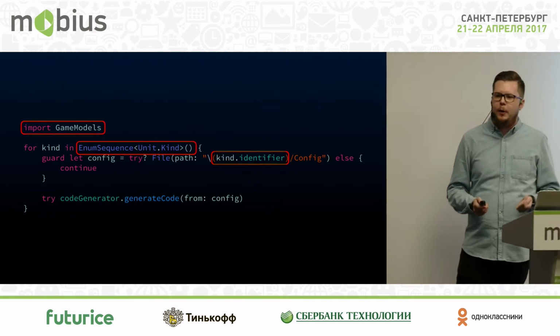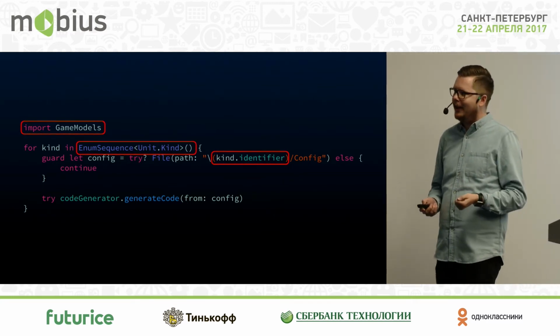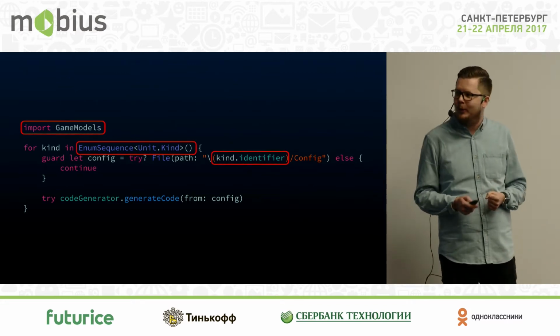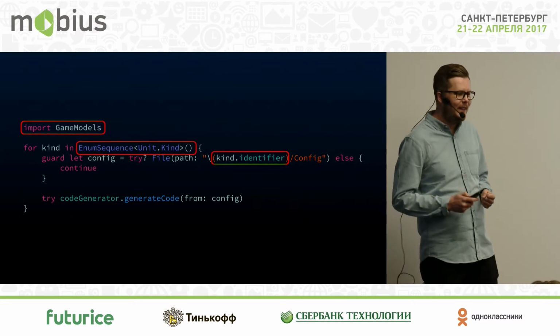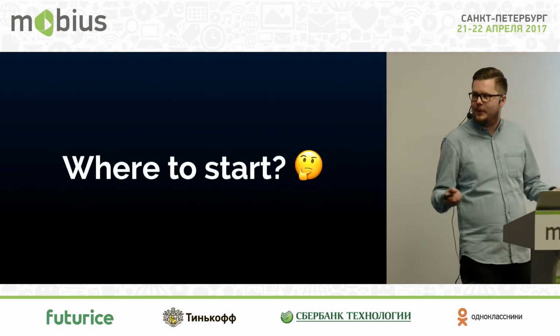So, at this point of this talk, you might be a little bit curious and think, oh well, this Swift scripting, it sounds pretty cool. Maybe I should try it out, hopefully. But where do you start? How do you start with Swift scripting?